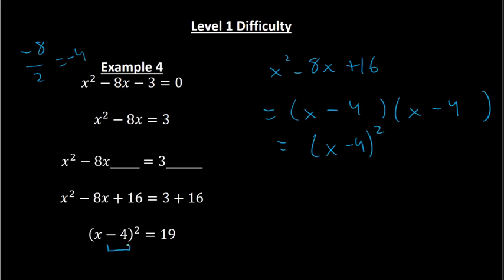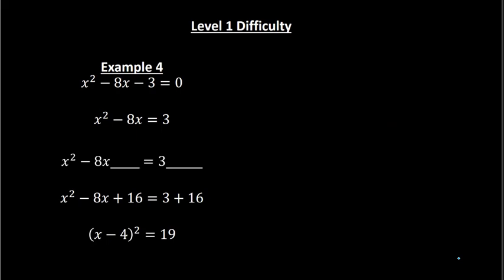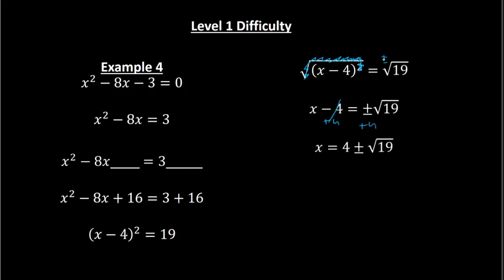Now at this point we have a perfect square on the left side and a constant on the right side. So from here I can take the square root of both sides, and you see that right up here. And when I do that, on the left side, the square and the square root will undo each other. So I'm left with an x minus 4 on the left side, and on the right side, we have a positive or negative square root of 19. And then from here, we can solve for x by adding 4 to both sides. So now we have x equals 4 plus or minus the square root of 19.